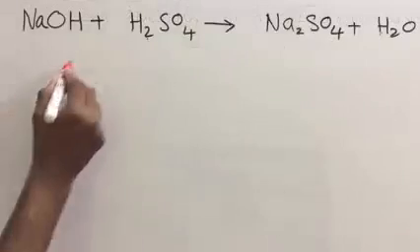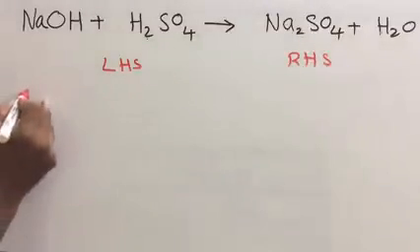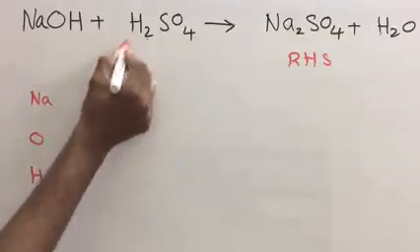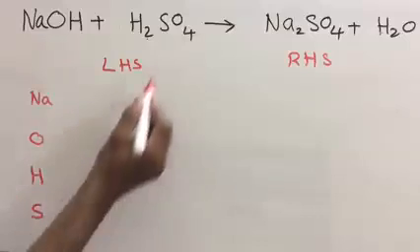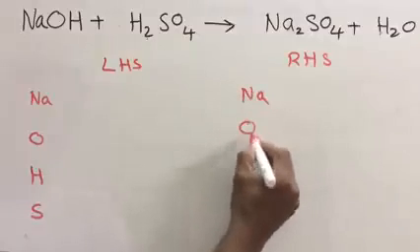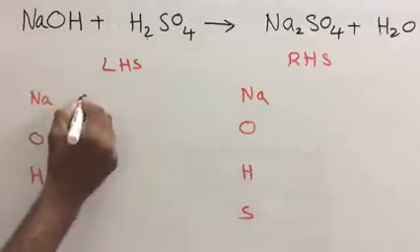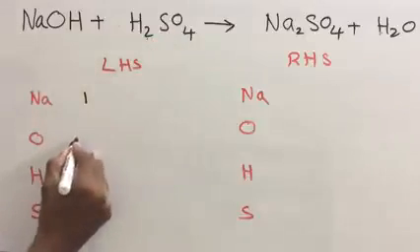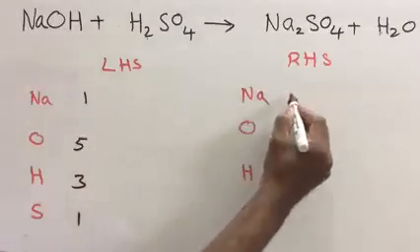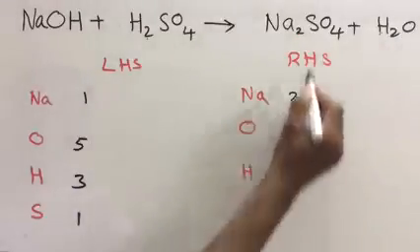Balance one more equation. Write LHS, RHS. On LHS you have sodium and then you have oxygen, you have hydrogen. Hydrogen already we have written here. Now sulfur, oxygen already we have written here. The same elements are present on the right hand side: Na, O, H and S. Now the number of atoms: sodium 1 we have, oxygen 1 here and 4 here, 5, hydrogen 1 here and 2 here, 3, sulfur 1. On RHS, sodium we have only 2, oxygen 4 here and 1 here, 5, hydrogen we have 2, sulfur we have 1.